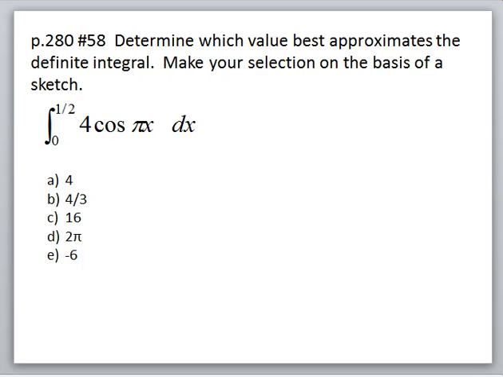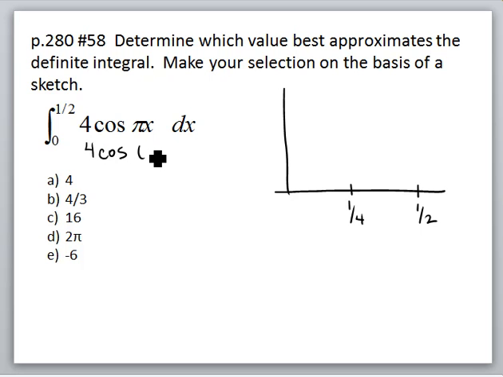We're just going to sketch a picture, and then we're going to base our selection A, B, C, D, or E upon this sketch that we're going to make. So we are going to talk about from 0 to 1/2 only. So I'm going to break this up just a little bit to see if I can get some point values. If I plug in 0 into this problem, I get 4 cosine of 0. Well, the cosine of 0 is 1, and so 4 times 1 would be 4. So that means the height of this graph goes up to 4 at 0.